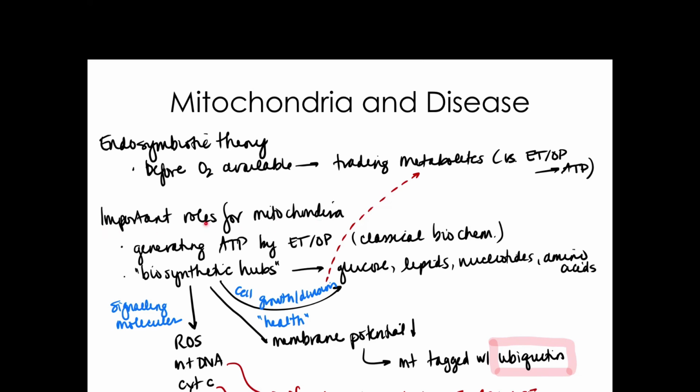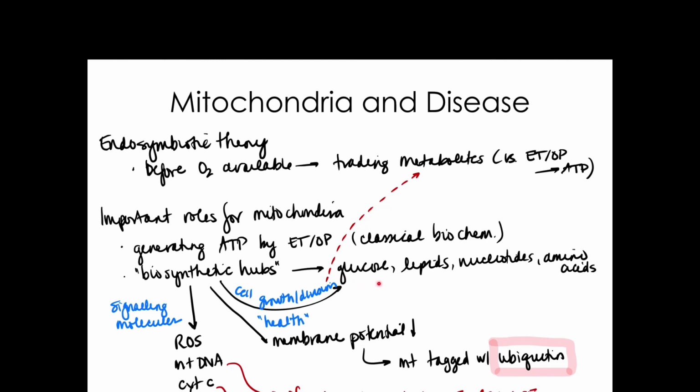So again, some important roles for mitochondria that we know of, right? They do have an important role in generating ATP by electron transport and oxidative phosphorylation. So we're not saying that that's not important. That's an important classical biochemical function of mitochondria. But what we're saying is that there's a lot of other things going on that maybe we're not giving enough attention to. And one of them is the fact that mitochondria can be this important biosynthetic hub, right?